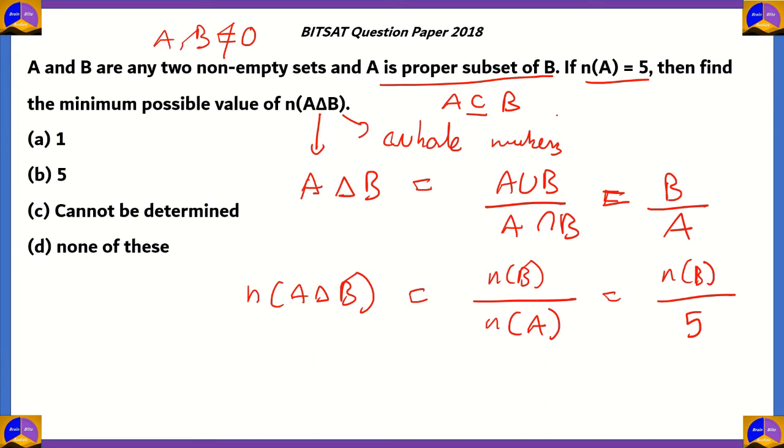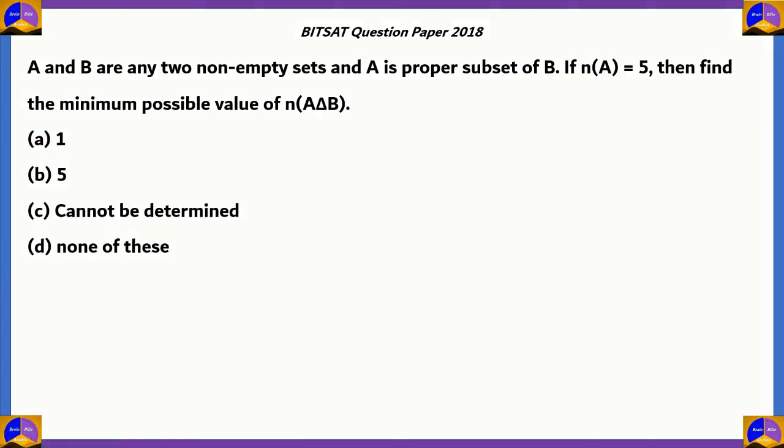Since a is a proper subset of b, you can have n of b as equal to 5 and n of a as also equal to 5. So 5 by 5 equals 1. So therefore option A, 1, is the correct answer for this question, which was asked in 2018.